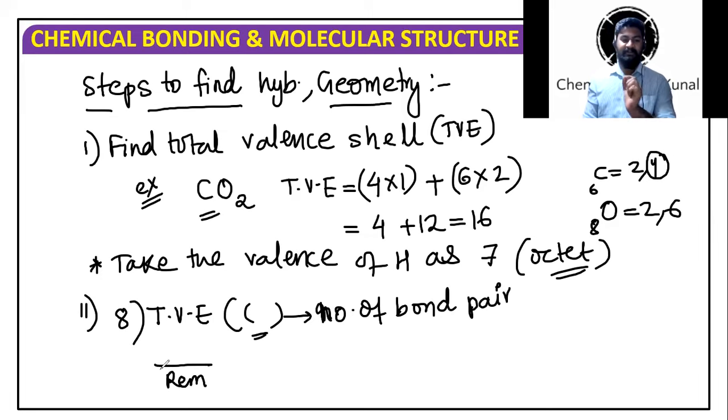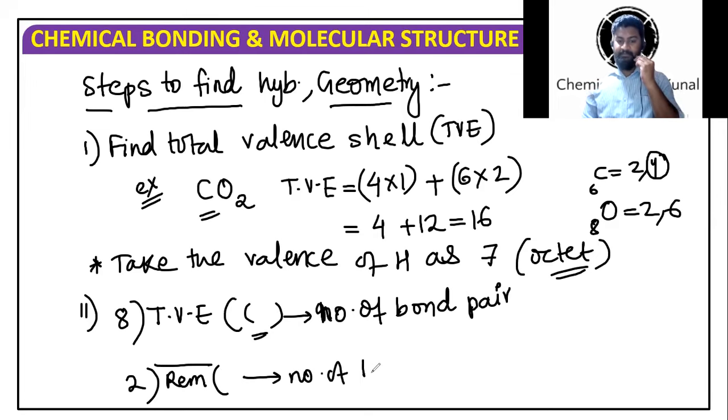Whatever remainder you get, just divide it by 2. Always first by 8, then by 2. You'll get another number. This will give you, yes, you guessed it right, the number of lone pairs. So the top one, bond pairs. Bottom one, lone pairs. Step number 3. So please write it down. You can take a screenshot of this.